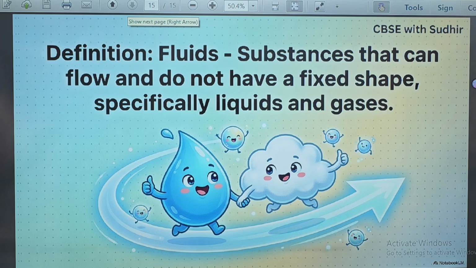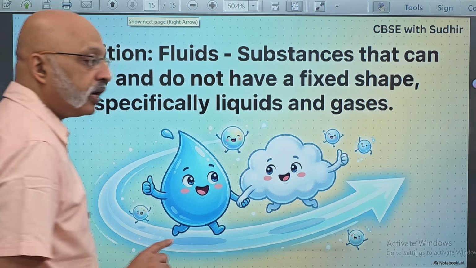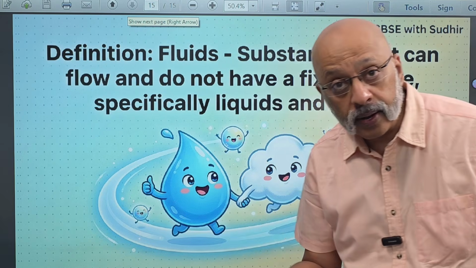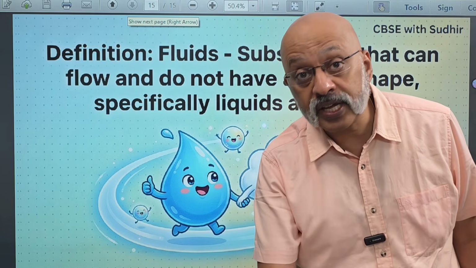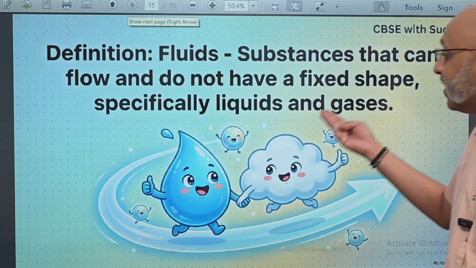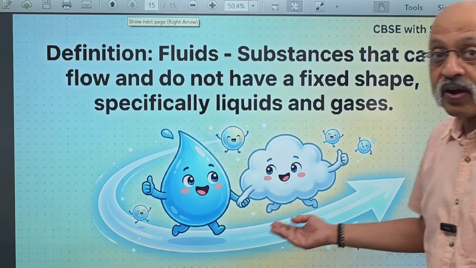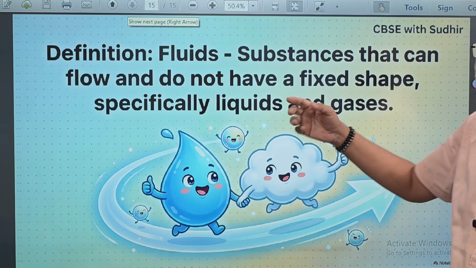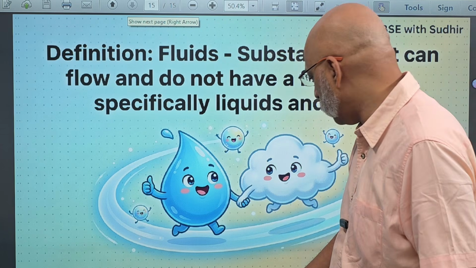What are fluids? Substances that can flow and do not have a fixed shape, specifically liquids and gases. We do not include solids as a fluid. Liquids are a fluid like oil, the engine oil that you use in your vehicle, or any kind of liquid or any kind of gas can be classified as a fluid because it does not have a fixed shape and it can flow anywhere.